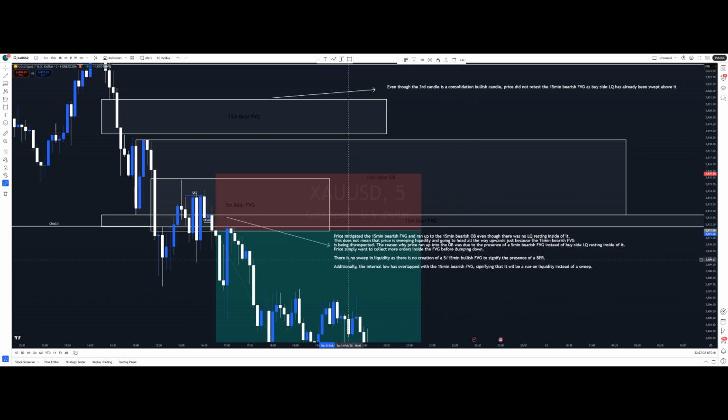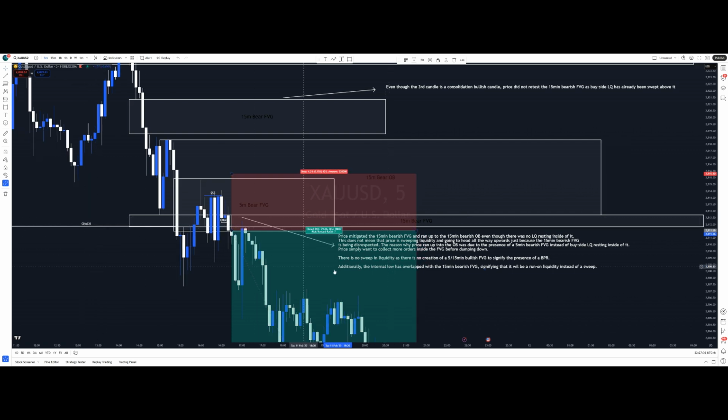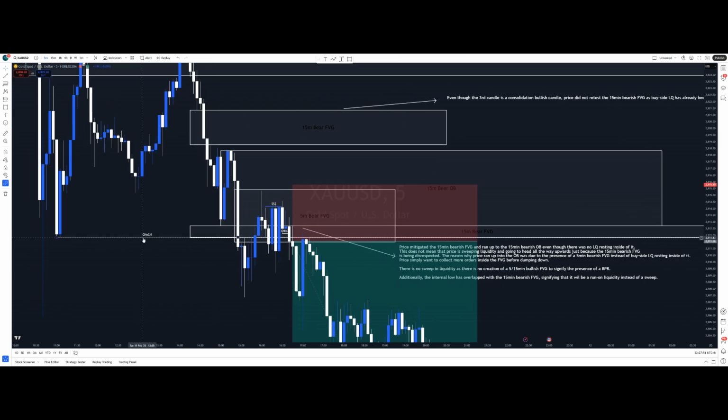So here it says that there is no sweep in liquidity, and instead it's a change of character, as there is no creation of a 5 or 15-minute bearish fair value gap to signify the presence of a BPR. Additionally, the internal low has overlapped with the 15-minute bearish fair value gap. So this internal low here overlapped with our 15-minute bearish fair value gap, signifying that it will be a run on instead of a sweep of liquidity.